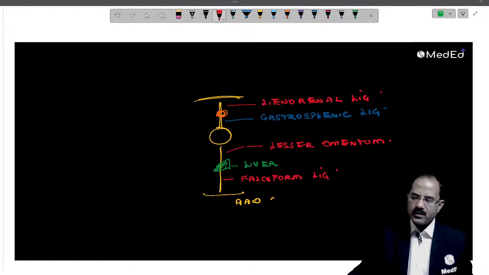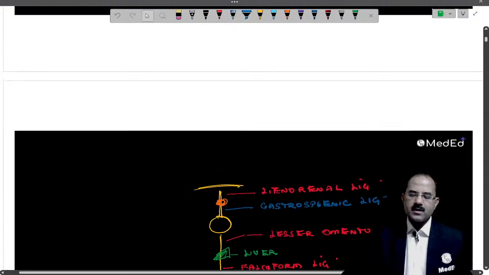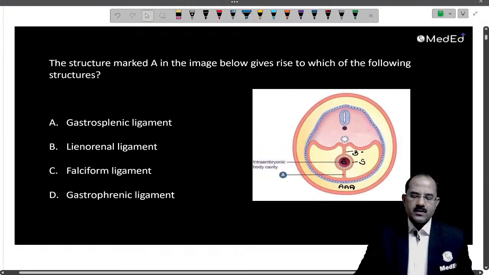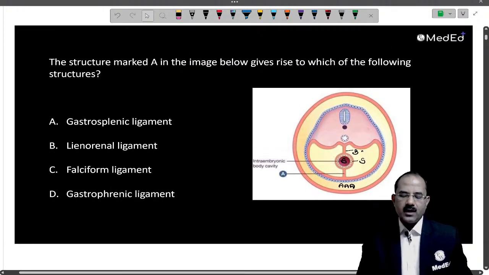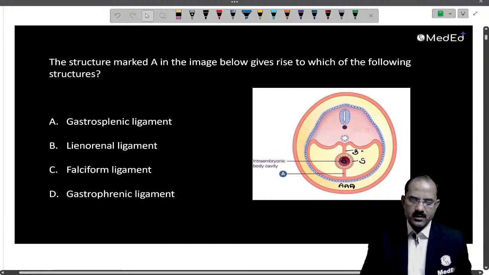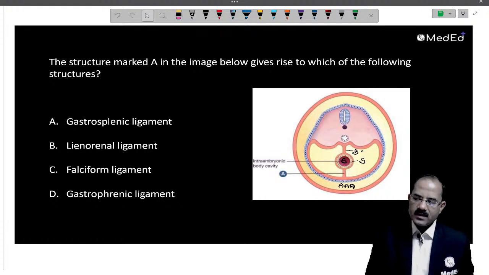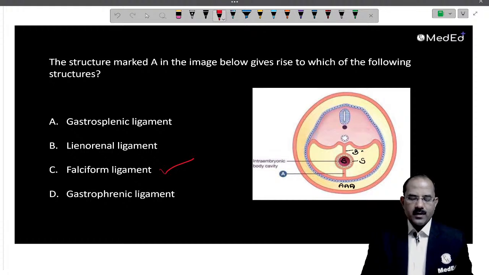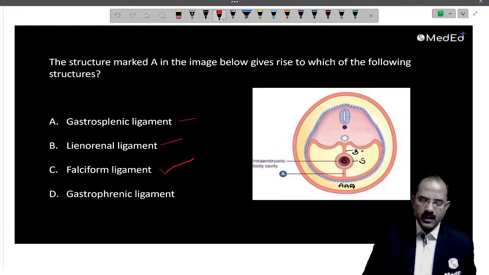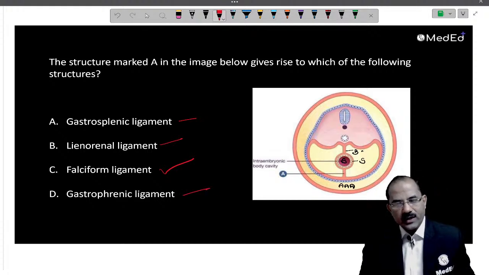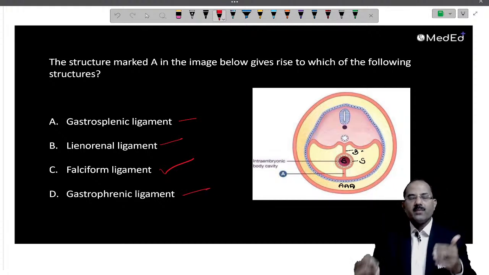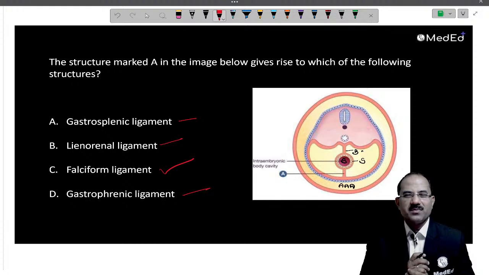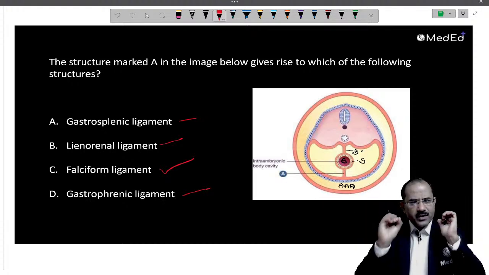So let us come back to the slide. The structure marked E in the image below gives rise to which of the following structures? What do you think is the answer? Yes, that's the falciform. The answer is going to be the falciform ligament. Here, the gastrosplenic ligament, the lienorenal ligament, and the gastrophrenic ligament, all of these are derived from the dorsal mesogastrium.